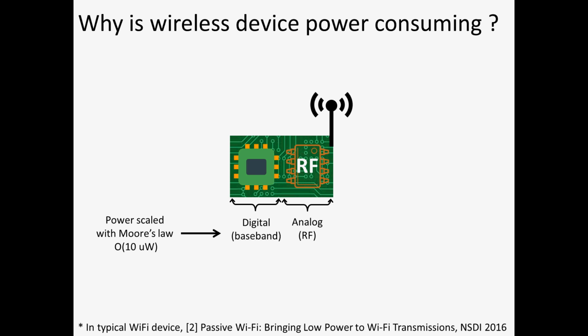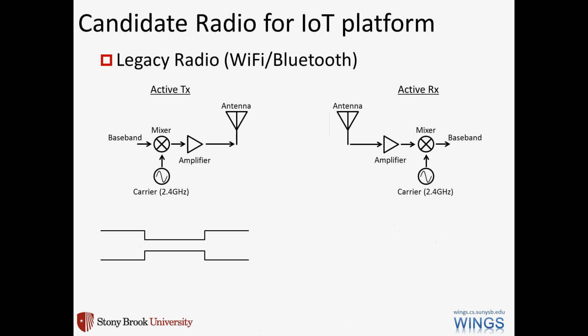The digital part has power scaled with Moore's law. So over the years, it has improved to be very power efficient, and it only consumes microwatt level. On the other hand, the analog part does not have such a scaling method. So it still consumes milliwatt level, which is too high to work without battery. So we have to make it microwatt level.